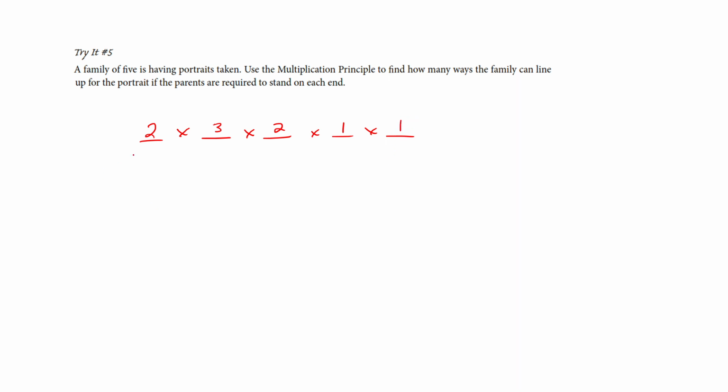Does that make sense? So again, parents have to be on the outside. So there's two possibilities. Maybe it's mom or dad on the far left. Now, when we move to the middle, it's the kids. There are 3 kids. Then there's only 2 kids left. Then there's only 1. Well, why is this 1 on this side? Well, because we had a parent stand on the left. There's only one possible parent who could be standing on the right. So we get 6, we get 12, and that's our arrangements.